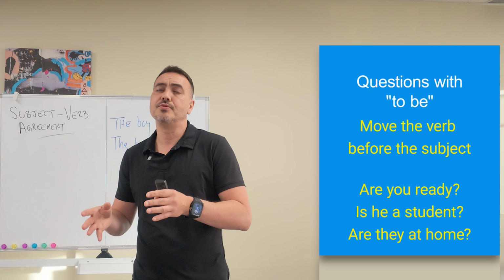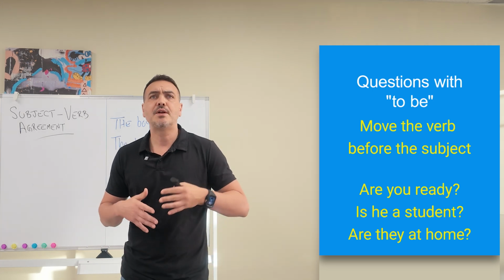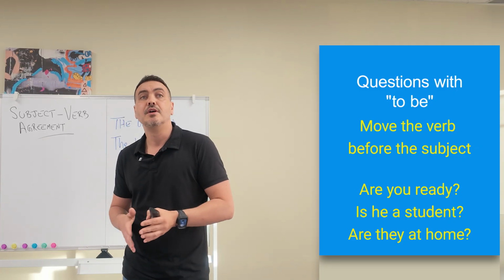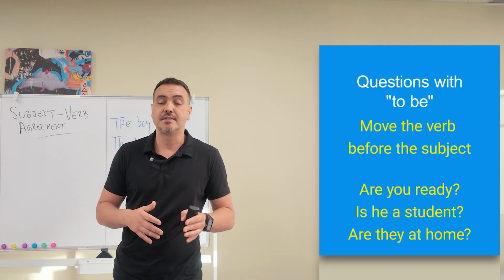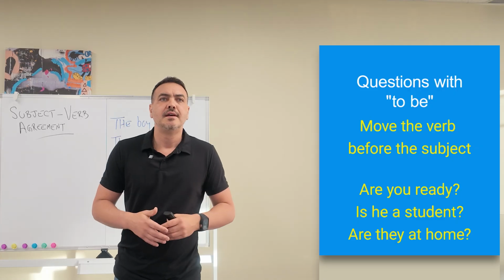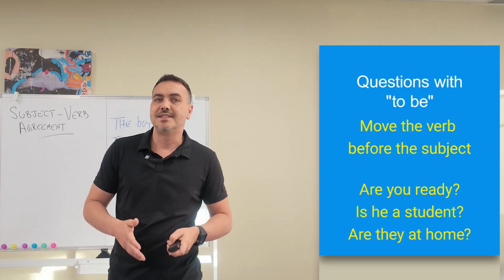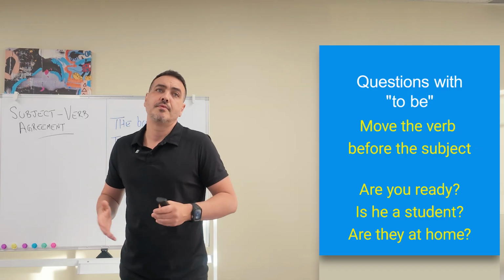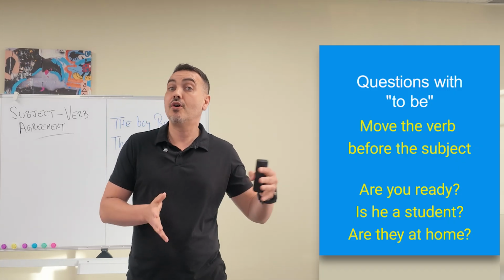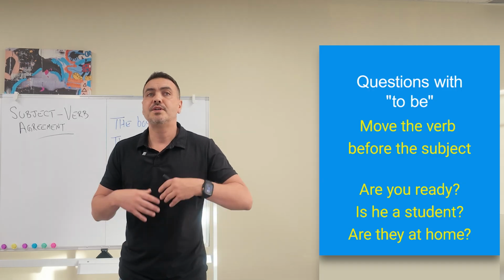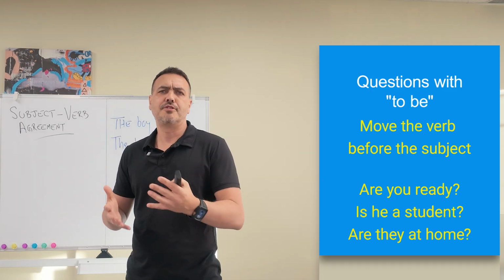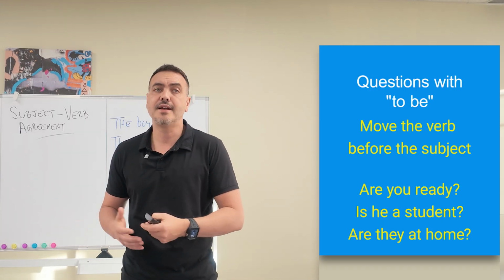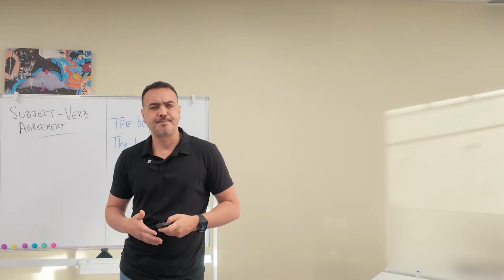We do not use do or does. Instead, we move the verb to be before the subject. For example, you are ready becomes are you ready? He is a student becomes is he a student? They are at home becomes are they at home? You would not say do you are ready. You would say are you ready? Okay? So now let's practice.